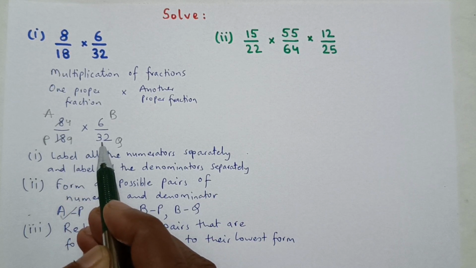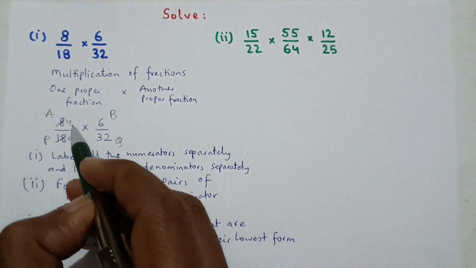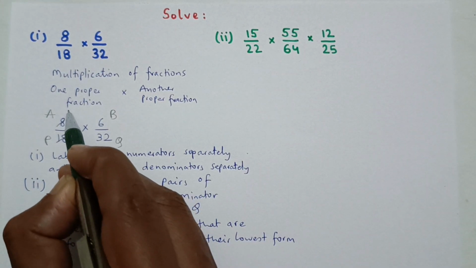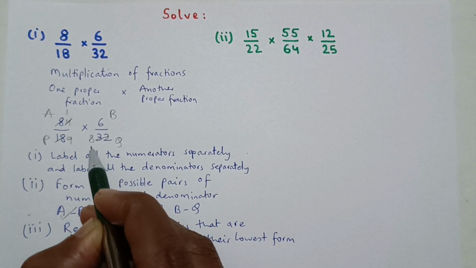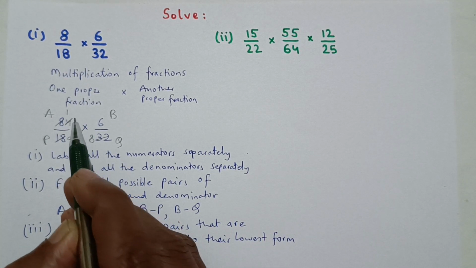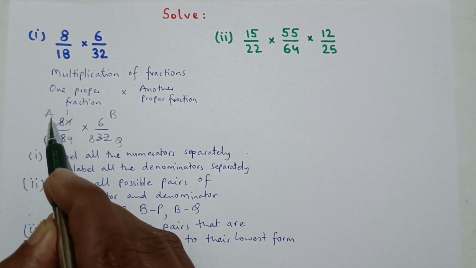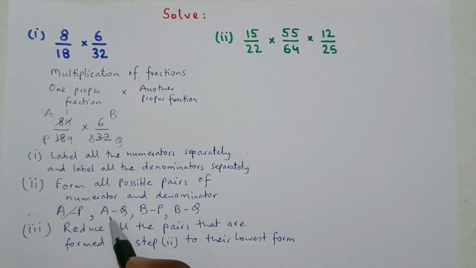4 and 32 both are divisible by 4. So I will divide both 4 and 32 by 4. So 4 divided by 4 is 1 and 32 divided by 4 is 8. So 1 by 8, this is the lowest form of A and Q. You cannot reduce it any further. So AQ is also solved. We have reduced it to its lowest form.